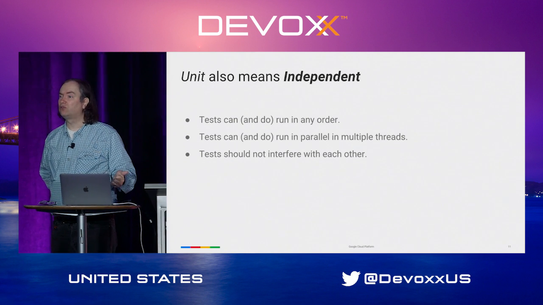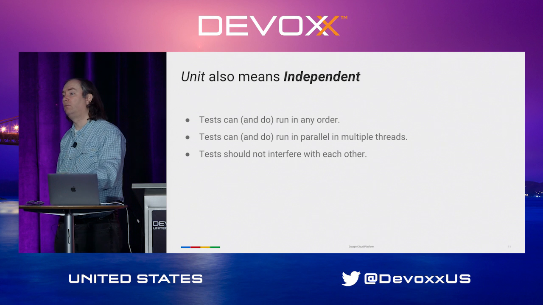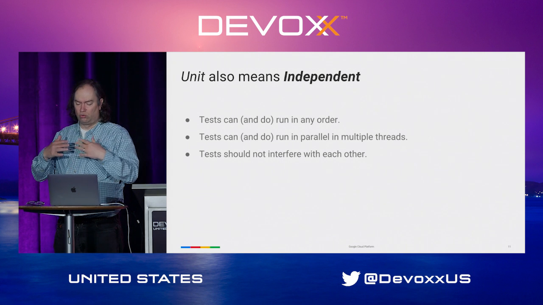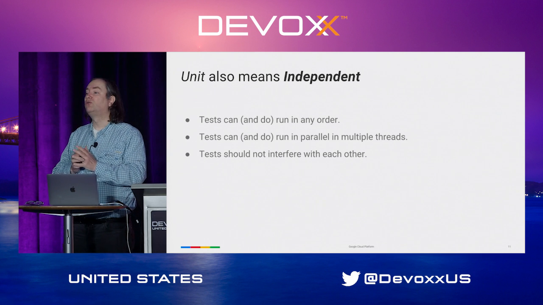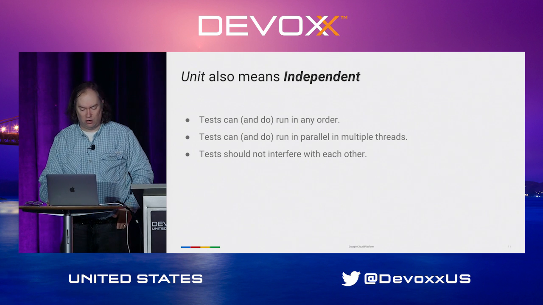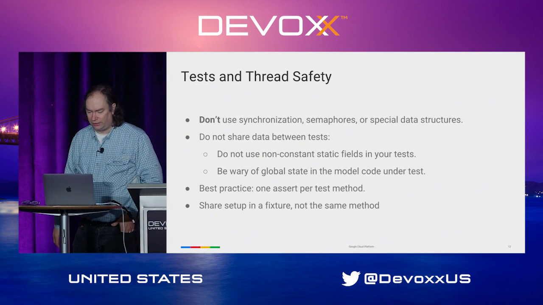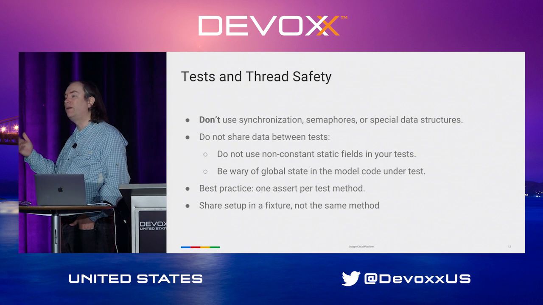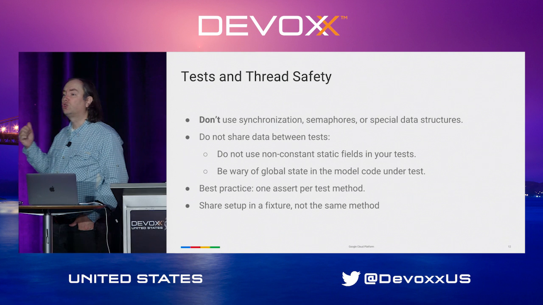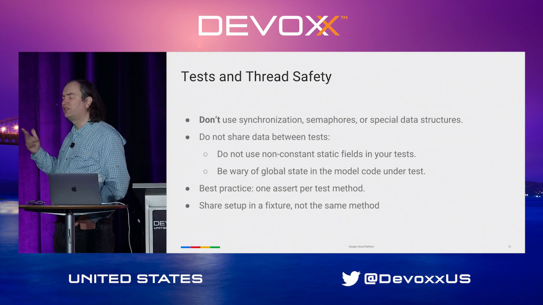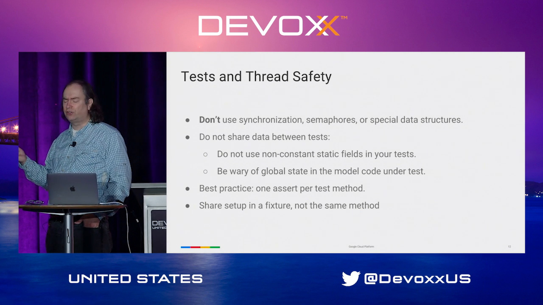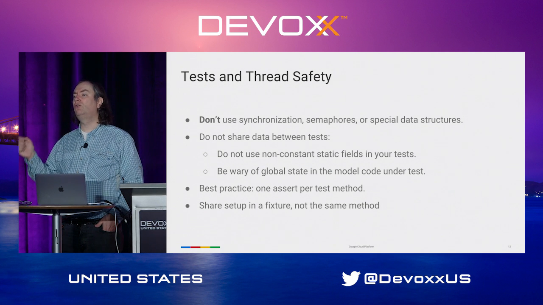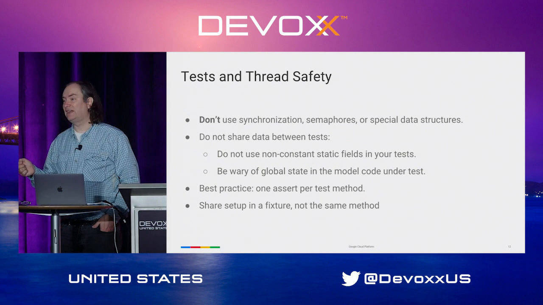Tests in some test runners run in parallel in multiple threads. There's no guarantee that they are running in a single thread. So tests should not interfere with each other. That's really important. Keeping in mind that the tests, even beyond the model code, may be running in multiple threads, try not to depend on synchronization or semaphores or any sort of special data structure. This can run into deadlock problems. Most importantly, though, don't share data between tests.